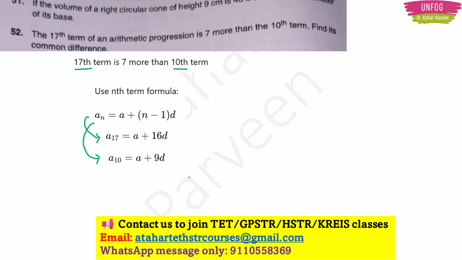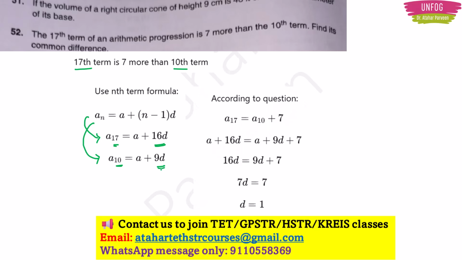So what will be n here for a17? It will be 17, right? 17 minus 1 will be 16d. For a10, what will be n? It will be 10, right? 10 minus 1 will be 9 into d, right? Now, whatever condition they have given in the question, they have told that the 17th term is 7 more than the 10th term. So using this condition, you have to substitute the right hand side values from this and this, and then just find the common difference.